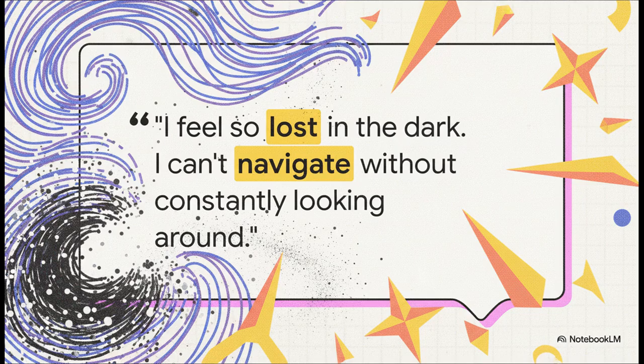Without that vestibular input, the internal GPS just drifts, and without visual anchors, it can't fix itself, so it gets misaligned with the world. This directly explains those patient reports we hear all the time. "I feel so lost in the dark." That's path integration failing. "I can't navigate without constantly looking around." That's them trying to compensate by using only visual anchors.